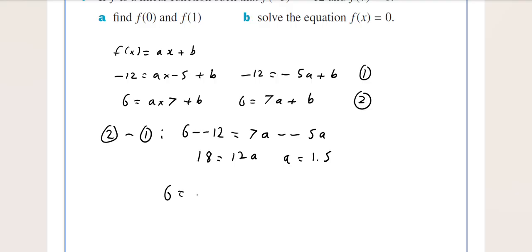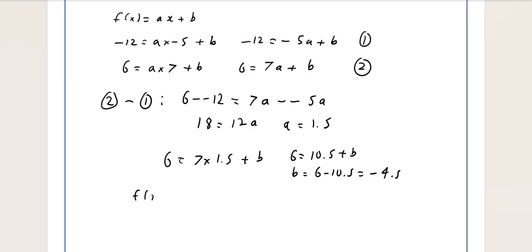So 6 is going to be equal to 7 times a, which is 1.5, plus b. I can turn this into 6 equals 7 times 1.5. It's going to be 10.5 plus b, and then b is going to be 10.5. Oops, sorry, wrong way around. It's going to be 6 minus 10.5, which is going to be negative 4.5. So my function is just going to be f of x equals a, which was 1.5 times x, and then minus b, which is minus 4.5.